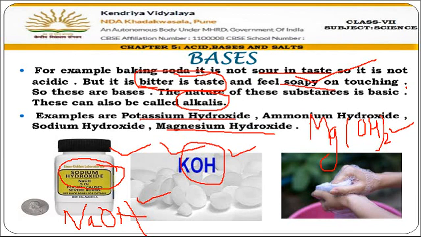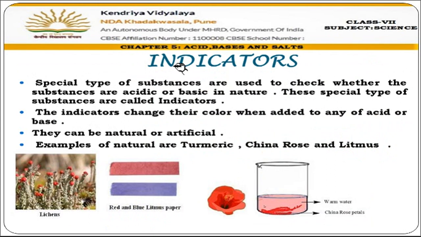Now let us see our third topic, that is indicators. Indicators are very special substances. They are the substances which are used to check whether a substance is an acid or a base. Suppose in a glass, one solution is kept in front of you, and somebody asks you to find out whether it is acidic or basic. We cannot identify everything by tasting because it can be dangerous. So how can we find out whether it is an acid or a base? For that, the substances which are used are called indicators.